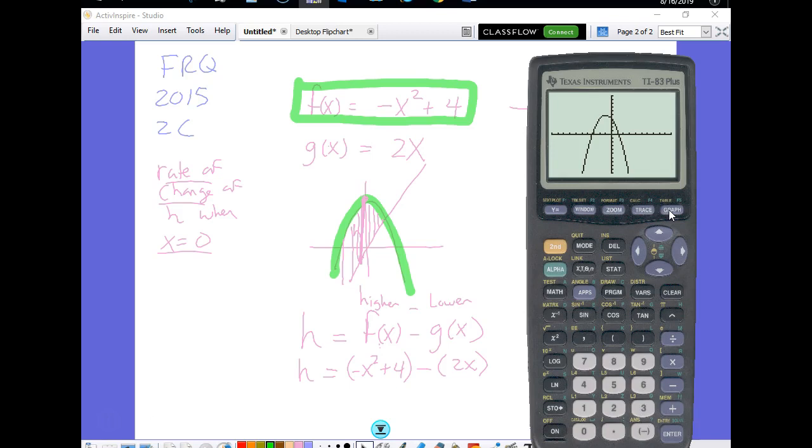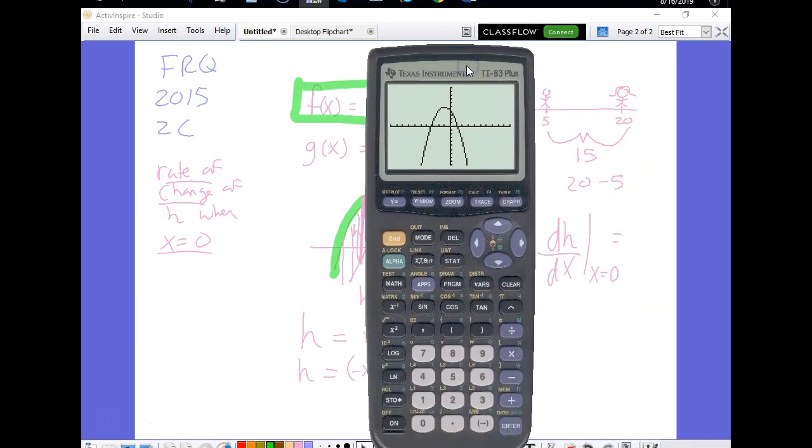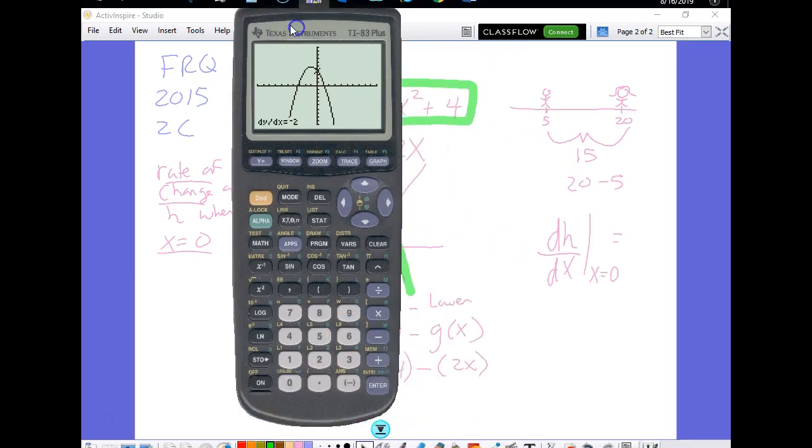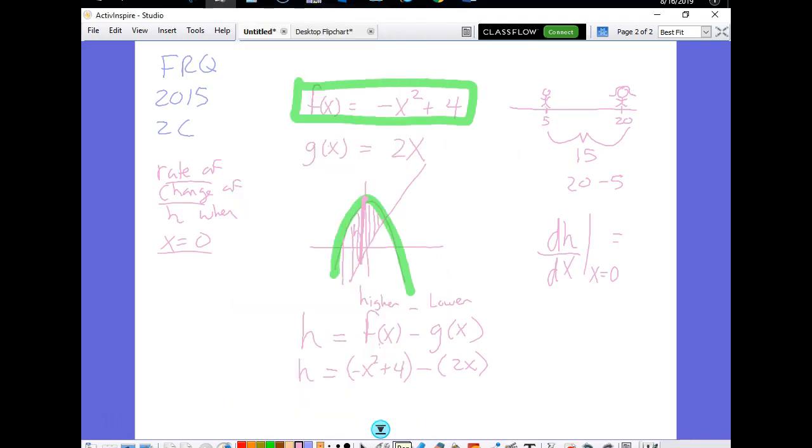All right, so now I'm going to find what is the rate of change of that function with respect to x when x equals 0. So we do our derivative. Second, calc 6, 0. And there it is. It's negative 2. Now yours probably won't come out to be a nice answer like that. Yours will probably come out to be some weird funky decimal. Just remember, it's 3 significant figures, or three numbers after the decimal, the thousandth place.